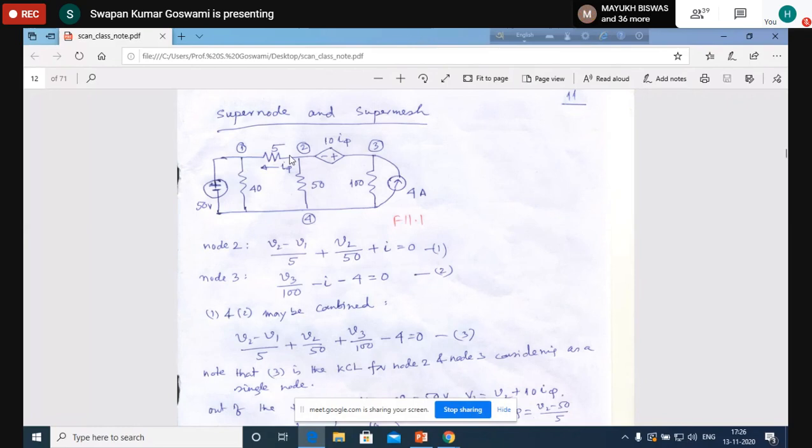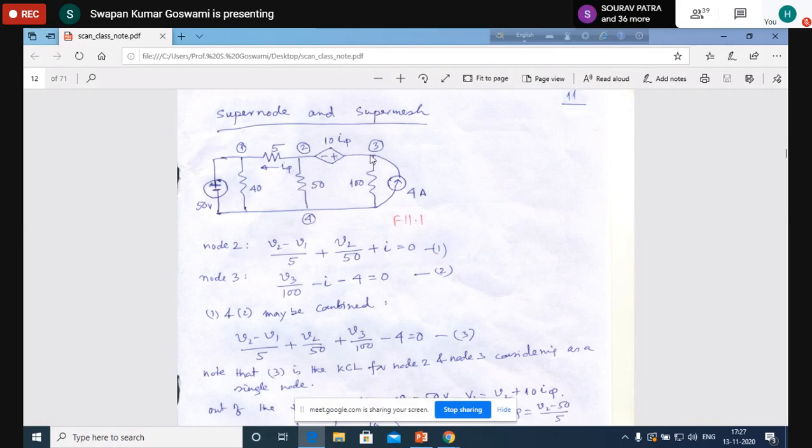Similarly, between node 1 and node 2 there is a resistance of 5 ohms. The current flowing through this 5 ohm branch is marked I phi, whatever the current flowing in this direction, that will be called I phi. We have given it a name here. Between node 2 and node 4, a 50 ohm resistance is connected.